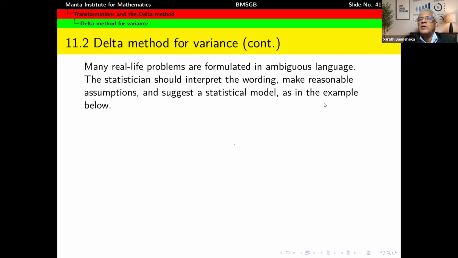Let us look at one example as the last item of this lecture. Here we are going to look at another problem from the book. The book says that in many real life problems, the problems are formulated in ambiguous language. That is actually true. Usually when clients come to us from different fields, they are using different types of technical words, and sometimes the question of interest is not very clear in most situations.